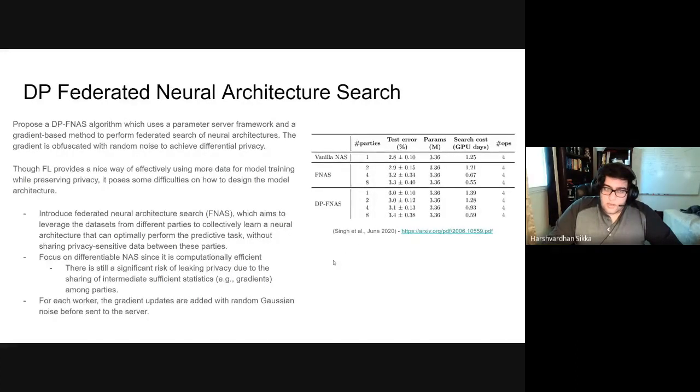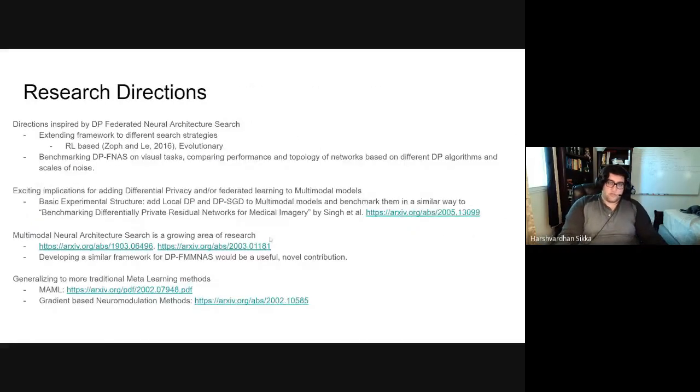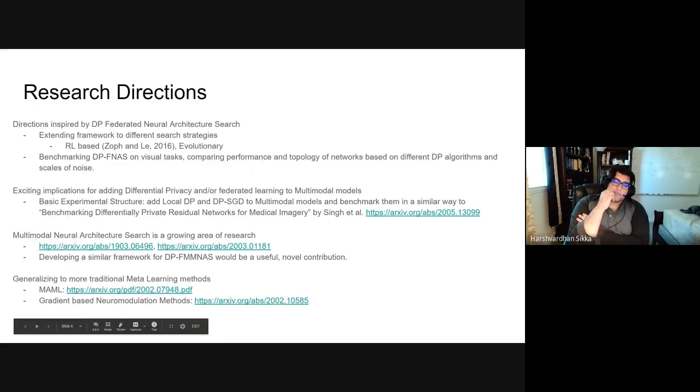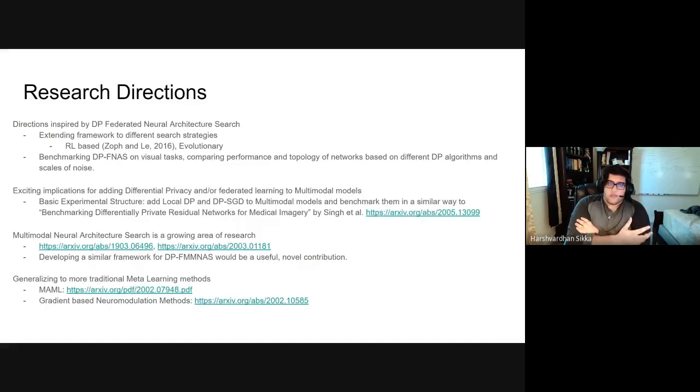There are a bunch of offshoot research directions that we are starting to evaluate now. So there's a couple things here. They particularly chose a gradient-based neural architecture search because it's computationally very efficient, but two, it's also convenient because DP slots perfectly into that framework, which is useful for them. But that opens the opportunity to evaluate how other search systems, including random search, evolutionary search, and RL-based search, can be fit into this framework. So that's kind of low-hanging fruit, but I think a useful contribution.